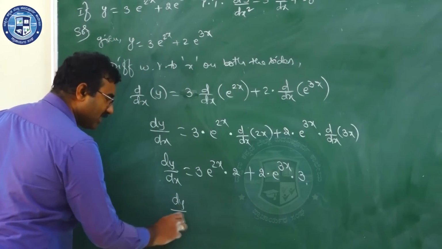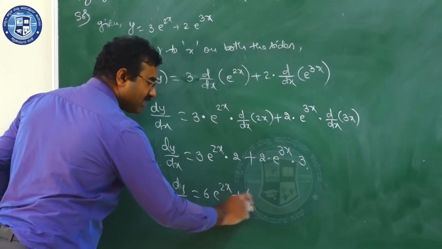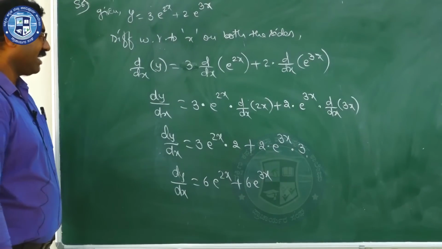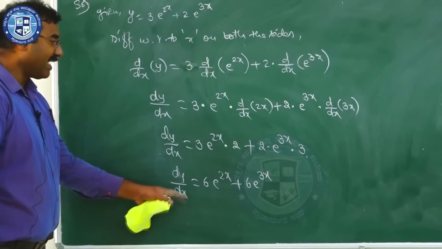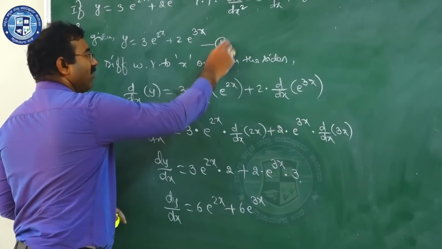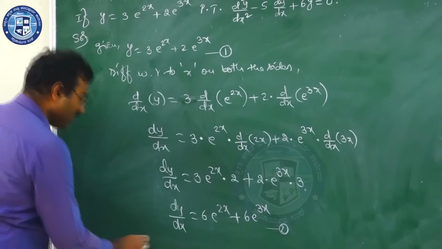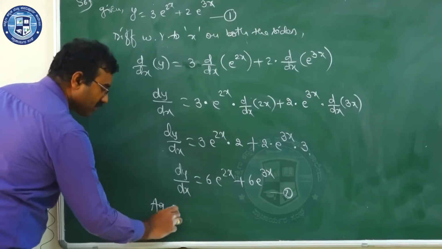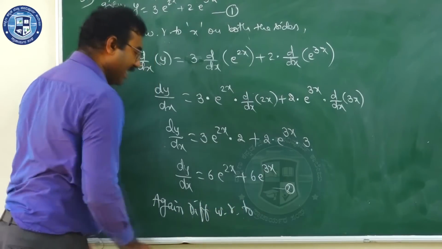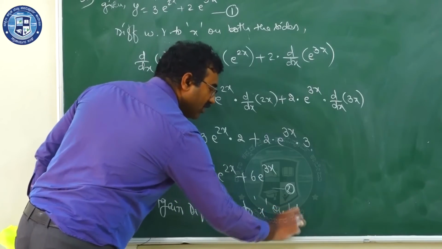So dy by dx is equal to 6 e power 2x plus 6 e power 3x we are getting. This is dy by dx value. Now again we differentiate and we get d square y by dx square value. We have taken this as 1 and this as 2. Now again we differentiate this one, again differentiate with respect to x on both the sides.